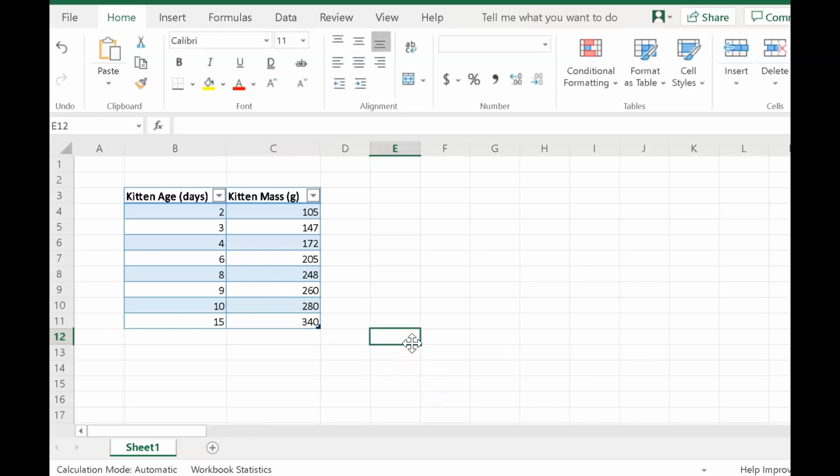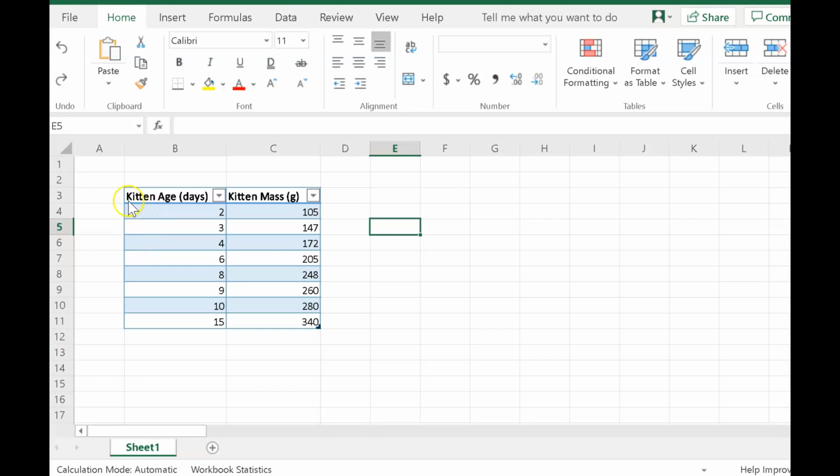Okay, so this is my table. Once again, kitten age, which is time, is my independent variable. Kitten mass is my dependent variable. Alright, so now I'm going to make a line chart.